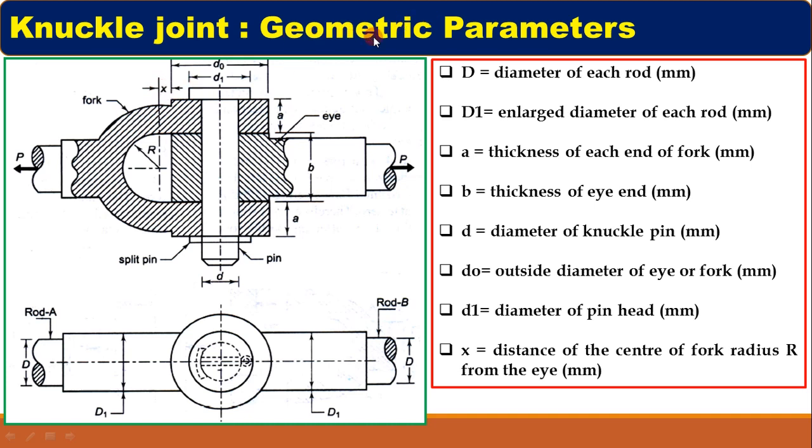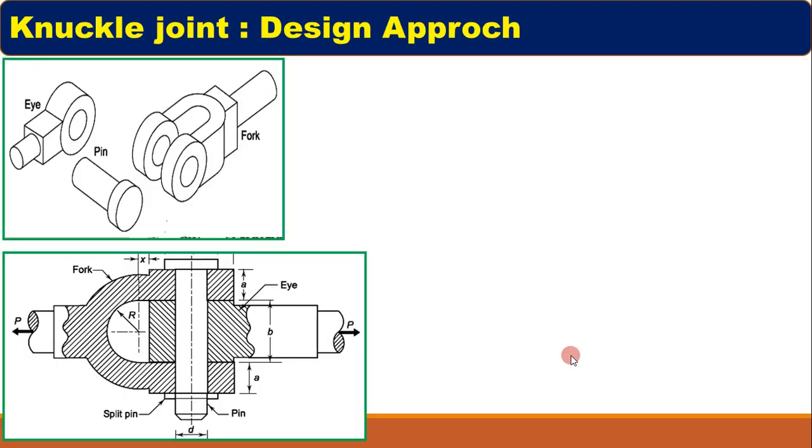While designing a knuckle joint, we are going to find all these geometric parameters, and in order to find them, we must have the stress equations, and the stress equations can be obtained by considering different modes of failure of a single part. That approach we are going to discuss in the next part of this video. So this is the design approach which is used to design the knuckle joint. The same approach we can use for the cotter joint and lever also.